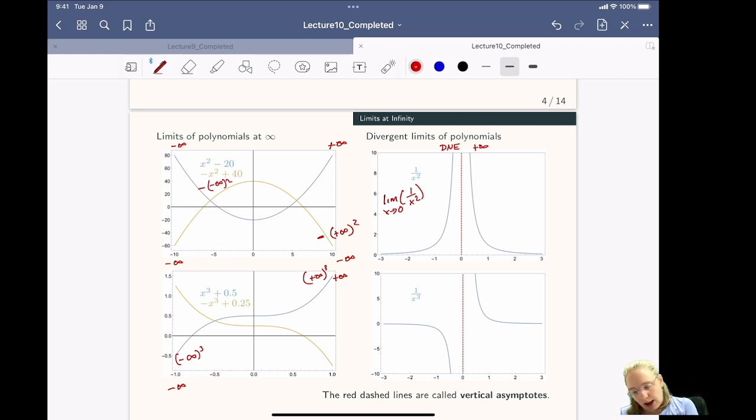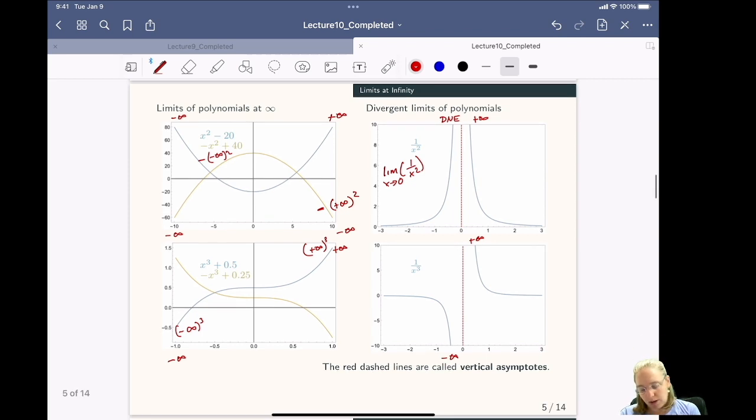Similarly, if we have 1 over x cubed, this is going to be a divergent limit at 0 since you can't divide by 0, and you end up with a vertical asymptote. However, because there's a cube, it's going to matter whether the quantity is positive or negative, so you're either going to diverge off to positive infinity or to negative infinity, and this results in a vertical asymptote.